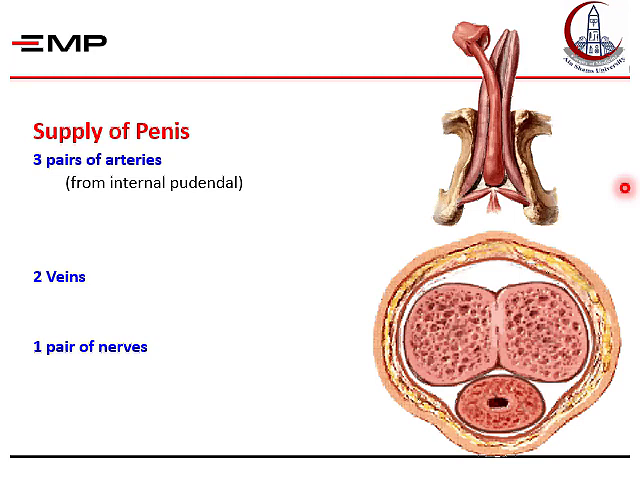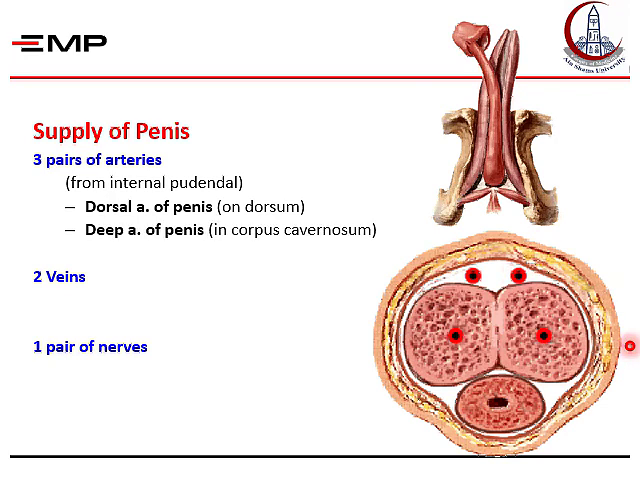All are branches from the internal pudendal artery. We have the dorsal artery, which runs above the corpus cavernosum here. And we have the deep artery of the penis, the second terminal branch of internal pudendal. It runs inside the corpus cavernosum. And we have the artery of the bulb and urethral artery, which run on the sides of the penile urethra within the corpus spongiosum.